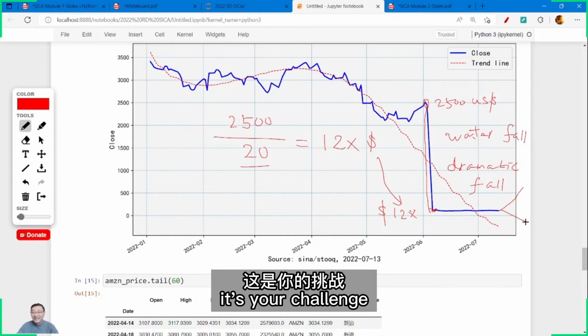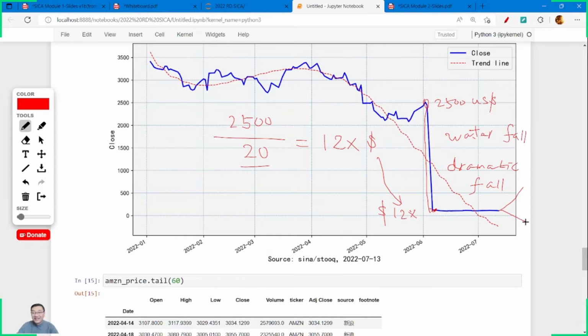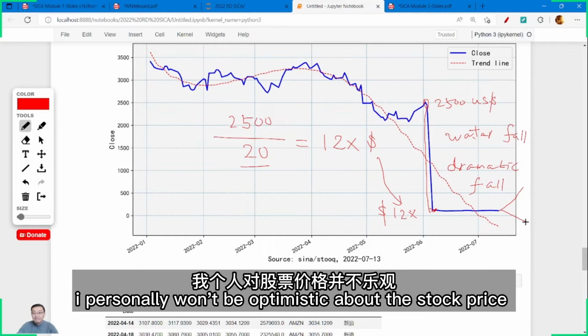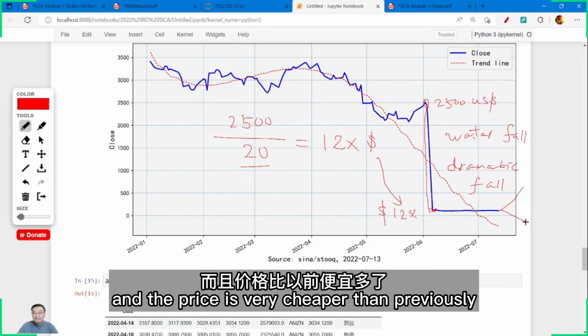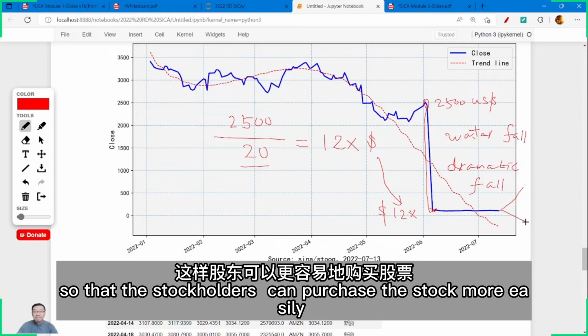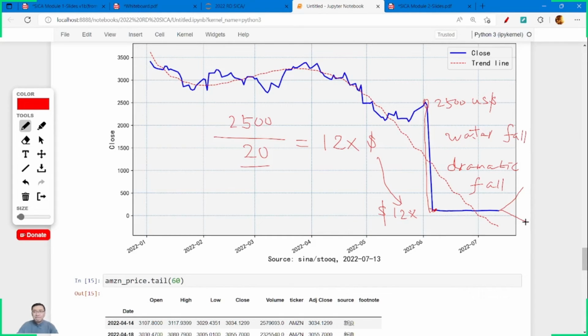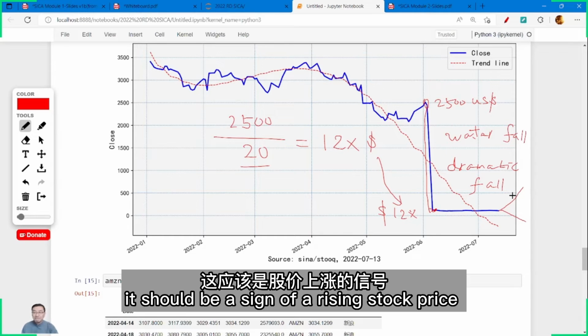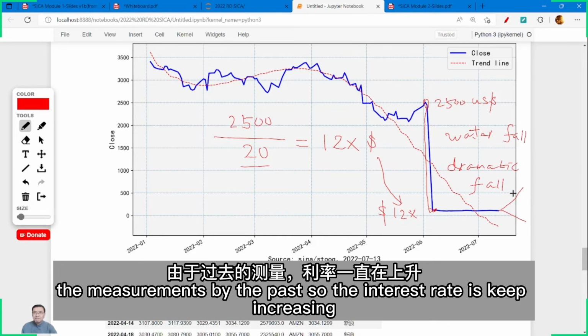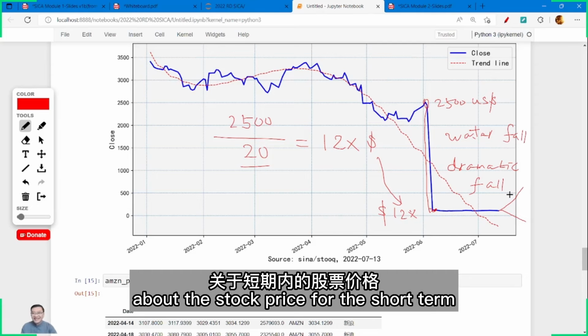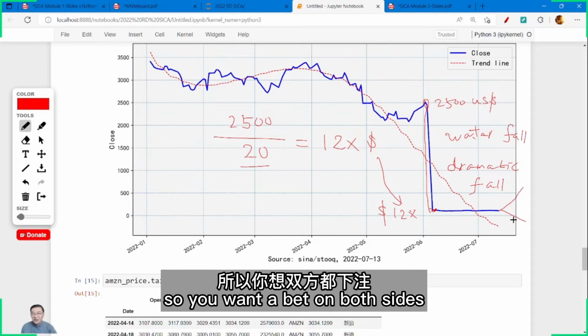Yeah. So I personally won't be too optimistic about the stock price, even though there was a stock split and the price is way cheaper than previously, so that people can purchase the stock more easily. That should be the sign of a rising stock price. However, due to the recent measures by the Fed, the interest rate keeps increasing. So I personally am not too optimistic about the stock price for the short term. So you want to bet on both sides? I will bet on a fall probably. A fall? Yeah. Okay.